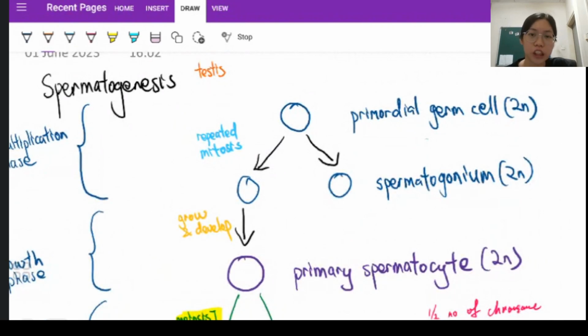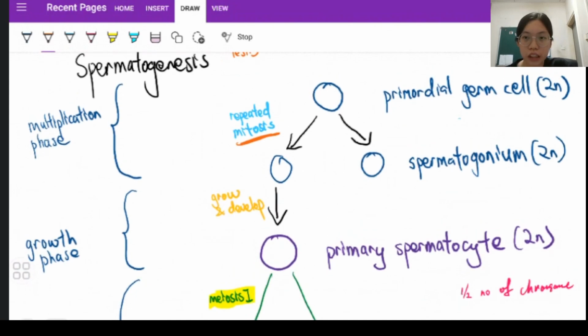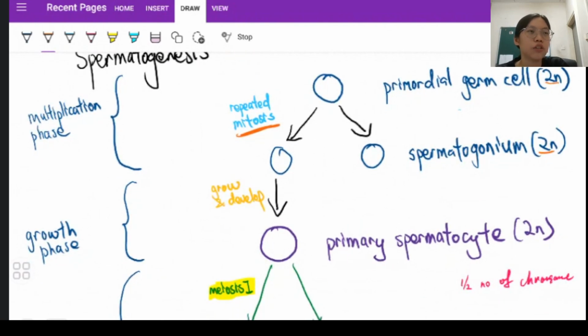First of all, the primordial germ cell will undergo repeated mitosis to form spermatogonium. With mitosis, your number of chromosomes doesn't change, right? 2n is still maintained as 2n right here. After repeated mitosis to form spermatogonium, it will undergo a growth phase where it grows and develops to become a primary spermatocyte. When you grow and develop, are you doing meiosis or mitosis? No, you just grow into a larger size to become more developed. So the primary spermatocyte is still 2n.